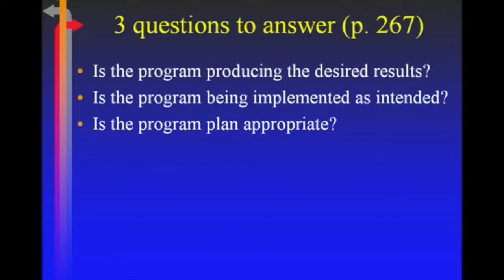What it basically boils down to in the ABC model for the program review is to answer 3 questions. This is on page 267 and the preceding pages. The questions are, is the program producing the desired results? Is the program being implemented as intended? Is the program plan appropriate? We're going to look at each one of these in a little bit more detail now.